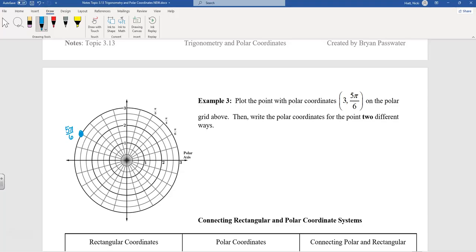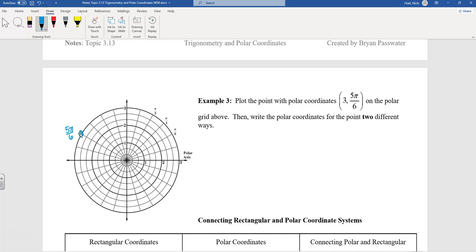Okay, check with your neighbor, see if it's in the right spot. Okay, here's what I've got. Double check your neighbors. It needs to be on the outer ring because that has a radius of 3. Make sure they didn't put it right here, like right next to the polar axis. It's got to be sort of like 2 angles up. Make sure they've got it. We're good here? Okay, so we've got to write it in 2 different ways.